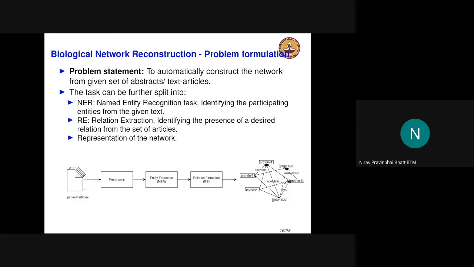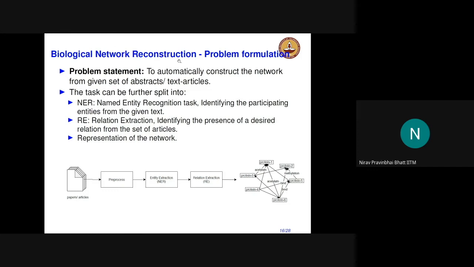So the question we have asked is, can we make this process automatic, or at least, for a completely new problem or new context, can we reconstruct a rough network using the literature data? So the objective here is simple. We want to automatically reconstruct a biological network in a particular context from the literature or published data, using either a set of abstracts or complete text articles.